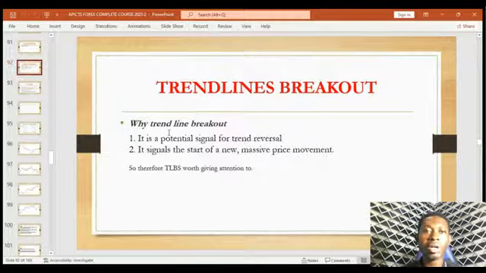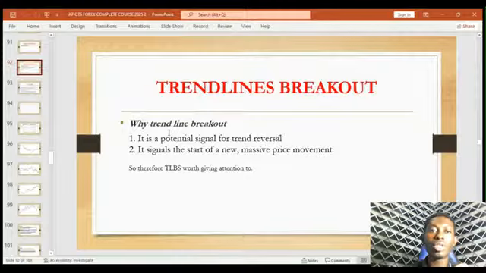When the trend line is no more getting obeyed, it is a signal that the current trend is about to break in the opposite direction. It's called trend line breakout. Now, number two, it signals the start of a new massive price movement.